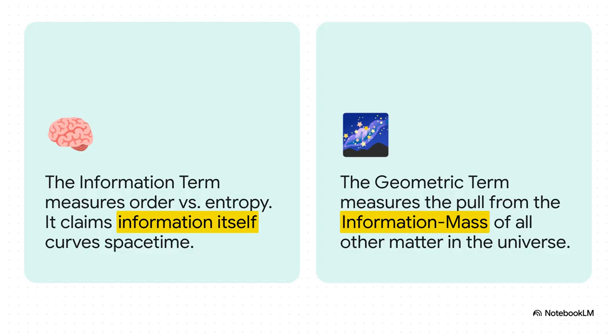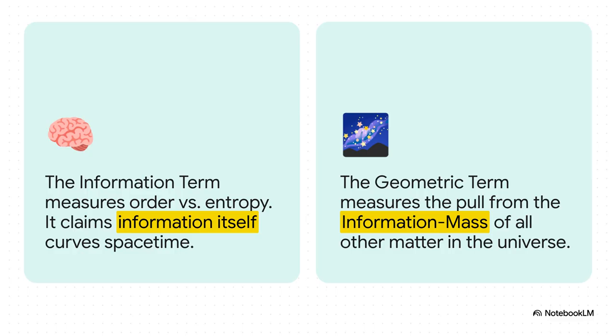Let's unpack this a little. On the left, you have the information term. This basically measures order versus chaos, or entropy. The theory makes a wild claim. A highly ordered system, like a complex crystal or even a DNA molecule, curves spacetime more than a chaotic gas does just because of its structure. It says information itself has weight.